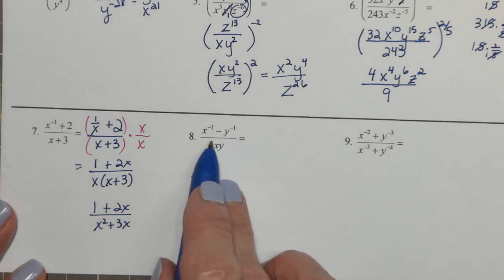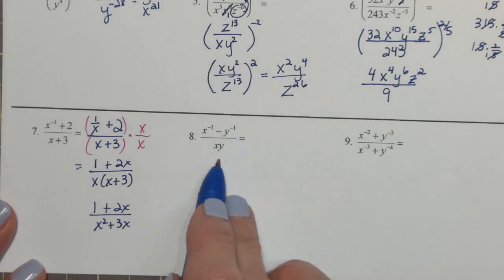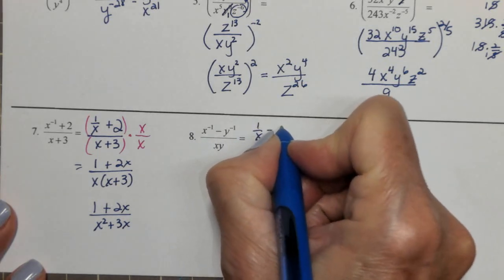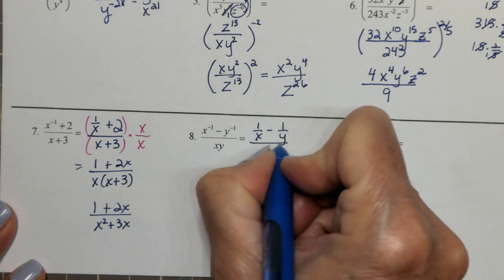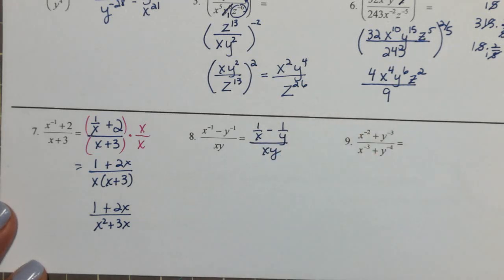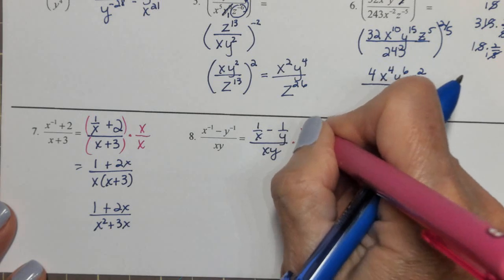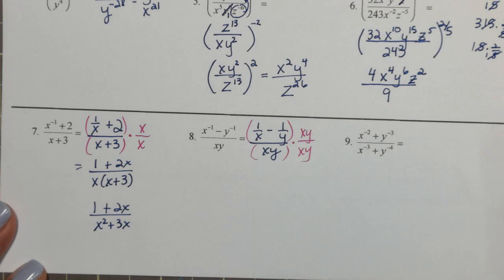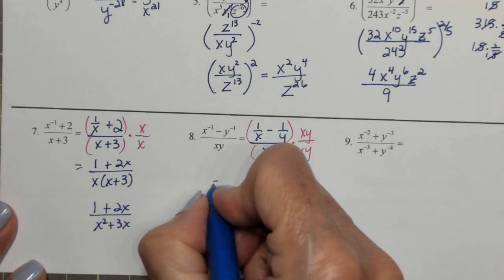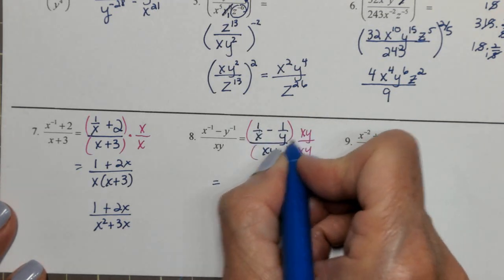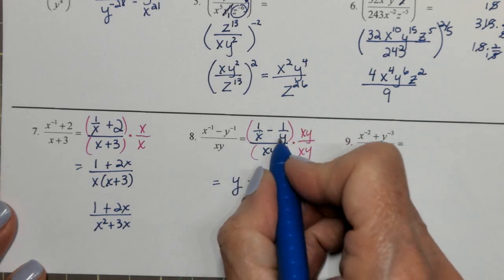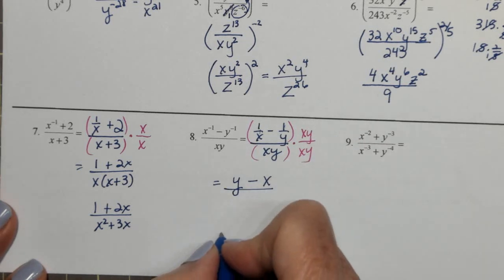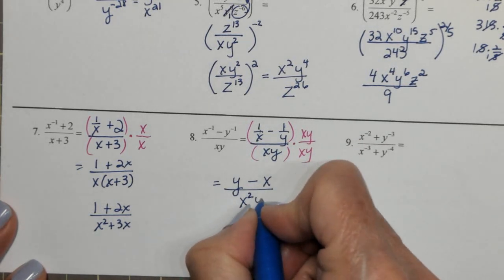So for this one, there's a minus, so we cannot just bring these guys to the bottom. We have to write it as 1 over x minus 1 over y, all divided by xy. And now I'm going to multiply top and bottom by xy to get rid of the complex fraction. And I have 1 over x times xy is y, minus 1 over y times xy is x, all divided by x squared, y squared.